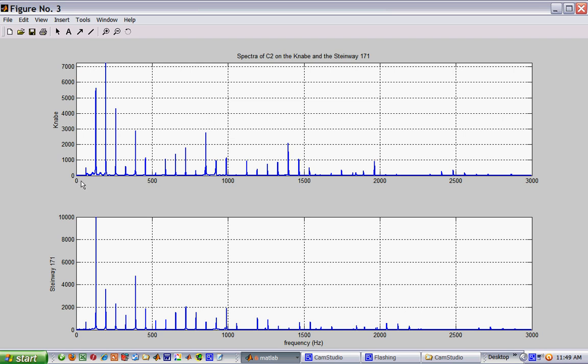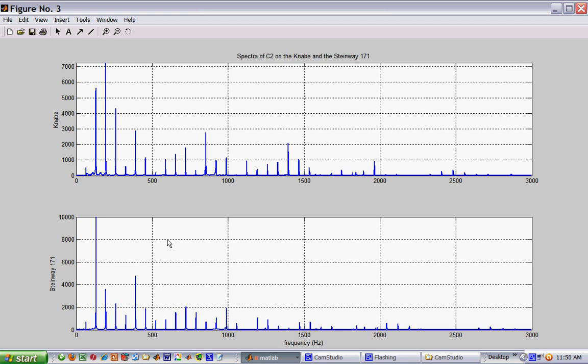Okay, the fundamental for the C2 note is 65.4 hertz, which is right here and right here. And notice that on both pianos, the contribution at the fundamental is relatively small. Both have strong second harmonics here at 131 hertz, or near 131 hertz. The Steinway gives the most power at that harmonic. The third harmonic on the Knabe is its strongest. That's at 196 hertz. The third harmonic on the Steinway is a little bit weaker.